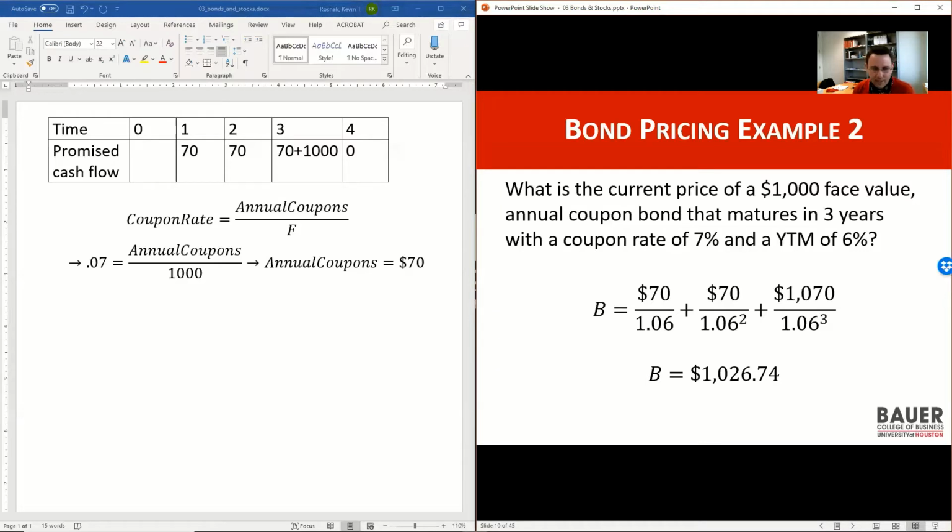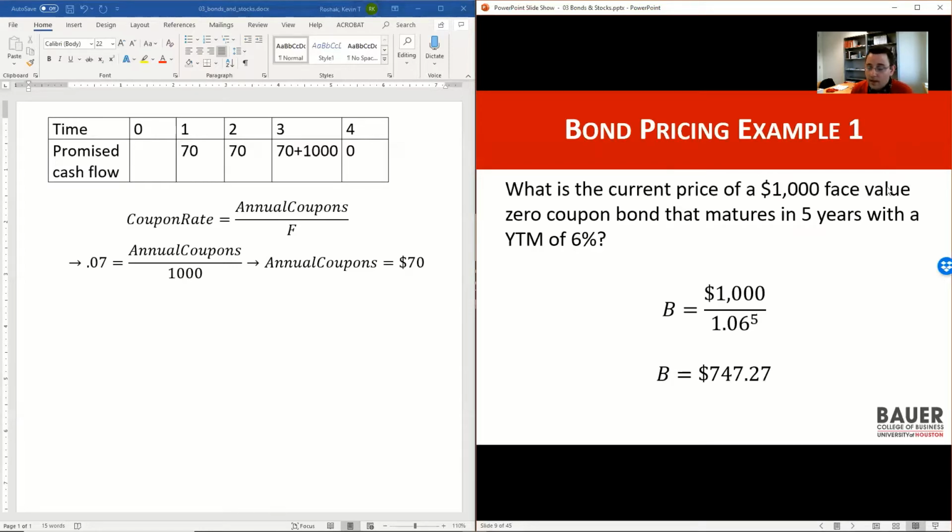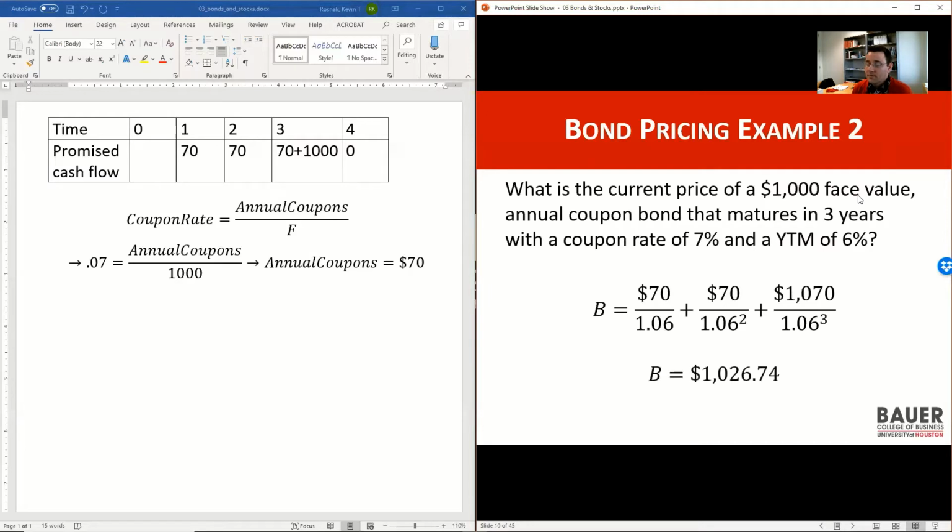Okay. So now I want to add one more layer of complexity to the bond pricing, and this will be about as complex as it's going to get in this class. What happens if the bonds are paid more frequently than once a year? In example 2, you're getting paid once a year. In example 1, you didn't get coupons at all. Okay, so what happens if you're getting paid, say, twice a year or 4 times a year?